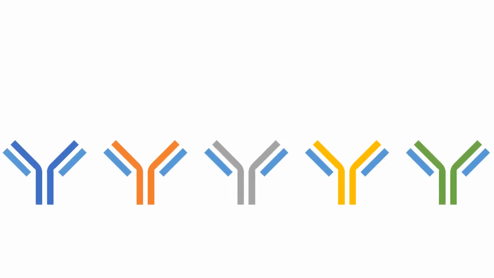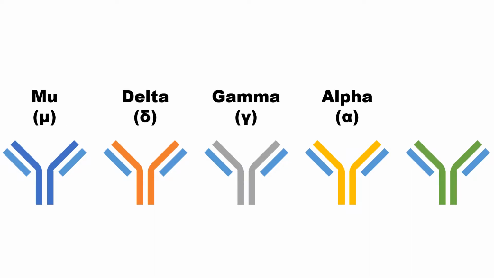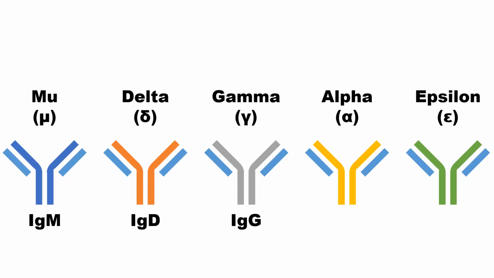There are 5 different types of heavy chains: mu, delta, gamma, alpha, and epsilon. These heavy chains determine the class of the antibodies: IgM, IgD, IgG, IgA, and IgE, which in turn determines its functions. IgM and IgD are the first classes of antibodies to be expressed, with IgM secreted in the pentamer form. These B cells are naive and have never encountered an antigen.